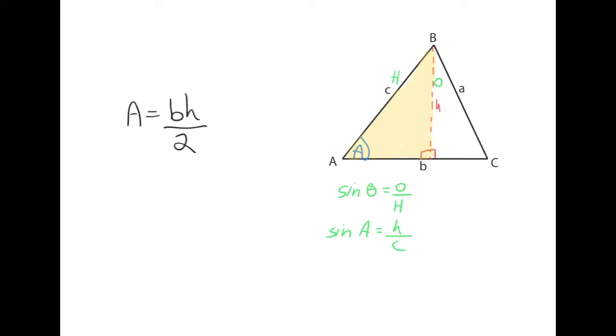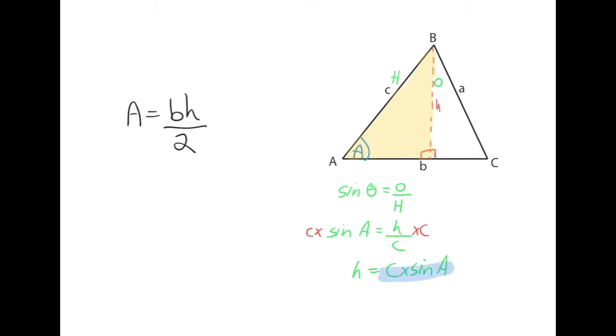To get H by itself, because I'm trying to find the height of my triangle, I'm going to multiply both sides by C. Then I come to an equation that gives me the height equals C times sine A. So if I know what C is and I know what A is, I'll be able to work out the height of my triangle.